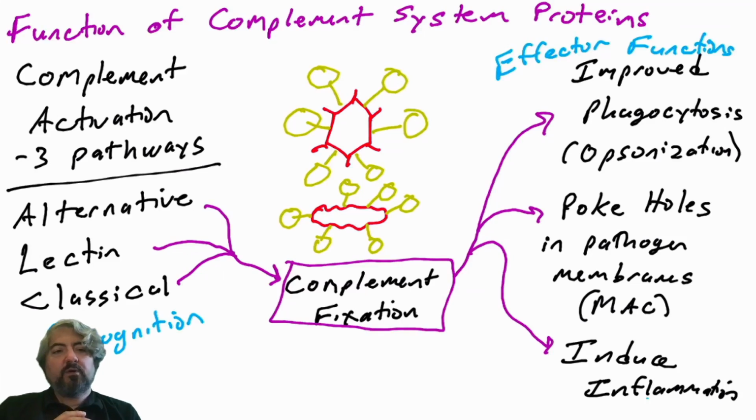So in this video, we're going to talk about the classical pathway of complement activation. It's another way for complement to become activated and for complement fixation, which is again C3b, to be affixed covalently to the surface of a pathogen.